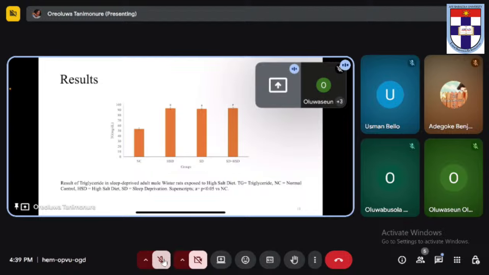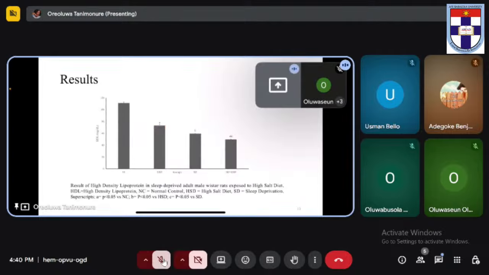All the experimental groups, which are the high salt diet group, the sleep deprived group, and the combined group, demonstrated a significant increase compared to the control group. However, there is no significant difference among the high salt diet group, the sleep deprived group, and the sleep deprived plus high salt diet group combined. Now, the third graph is my result for high density lipoprotein.